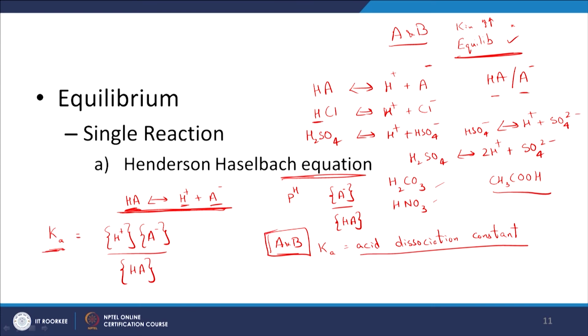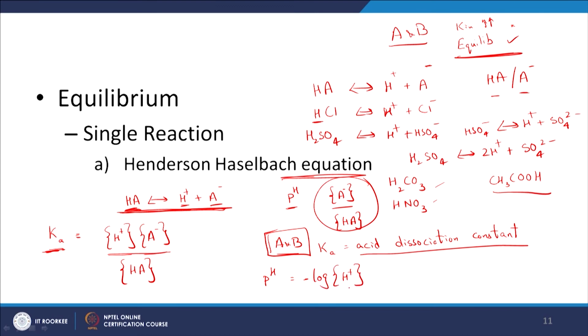So, here we have Ka equal to the activity of H plus times the activity of A minus, divided by the activity of HA. Right, I am trying to get a relationship between pH and the ratio of these variables here. So, obviously, as we know, pH is equal to the negative logarithm of the activity of H plus.